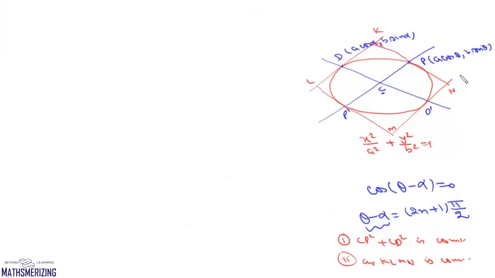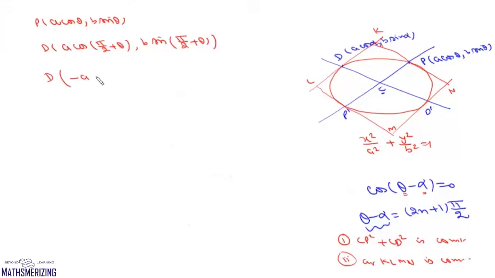Now we have already established that these two eccentric angles differ by an angle pi by 2. So we'll say this P is (A cos theta, B sin theta), and this D will be (A cos(pi by 2 plus theta), B sin(pi by 2 plus theta)). So we can write this D as (minus A sin theta, B cos theta).